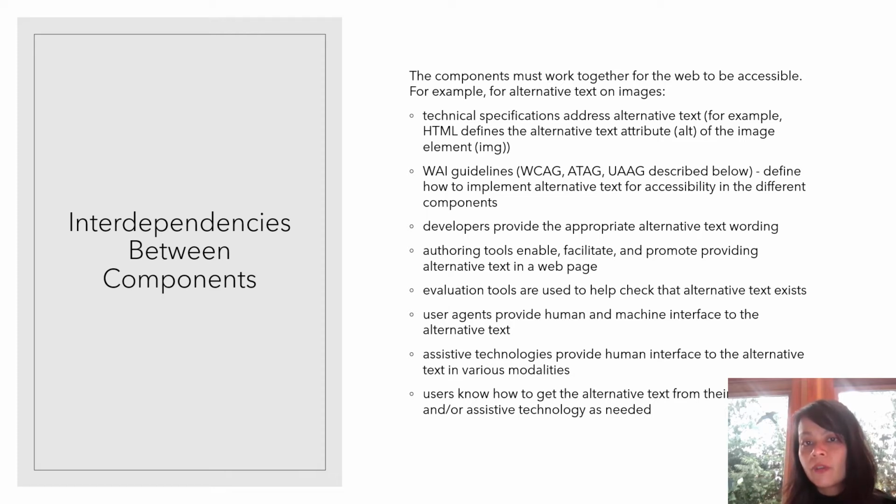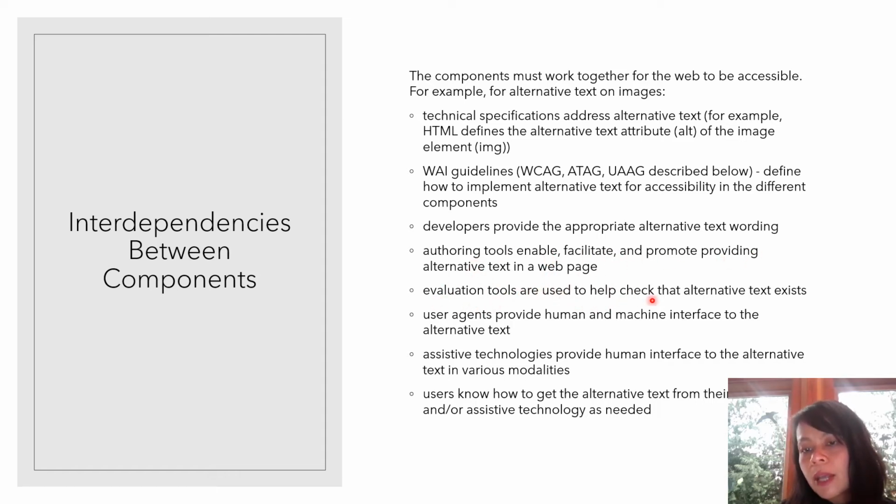For example, for alternative text on images, we've learned that you have to have alt text on images. So how do these all work together? Let's take a look under the hood. Technical specifications address the alt text. For example, HTML defines the alt attribute of the img element. The guidelines define how to implement alt text for accessibility in the different components. Developers then provide the appropriate alt text wording. Authoring tools enable, facilitate, and promote providing alt text on a web page.